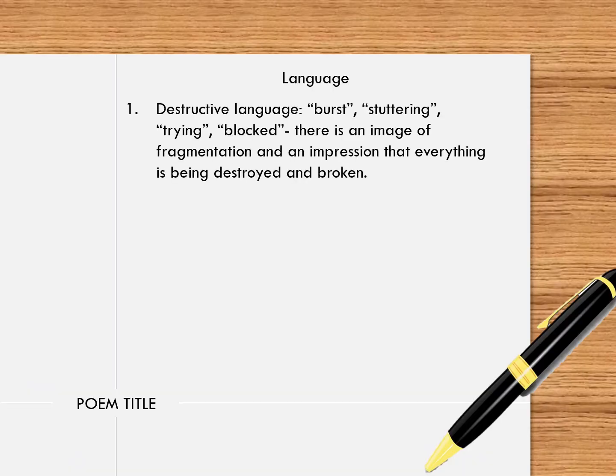Let's start then with that destructive language. So you might have zoomed in on the verbs burst, stuttering, trying, blocked. If we look at them together, it creates this image of fragmentation, so things breaking apart, an impression that everything around the speaker is being destroyed and broken.